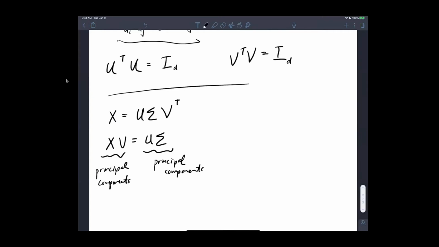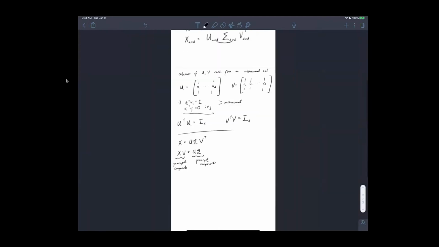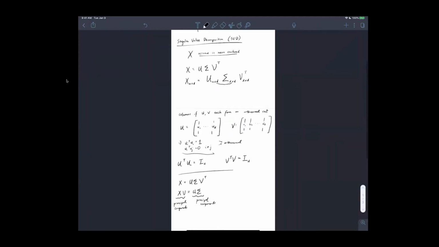I will walk through interpreting what the product of X and V is, just because I think it's a little easier to wrap your head around. But an important takeaway I want you to have is that anything that you can do with X times V, you can also do with U times sigma and vice versa, because they're equal. Okay, any questions with the singular value decomposition so far? Any questions?